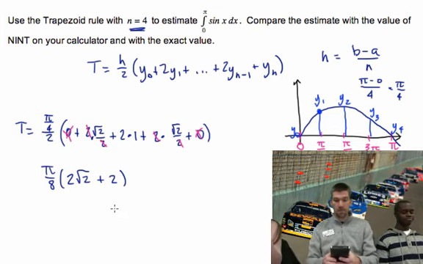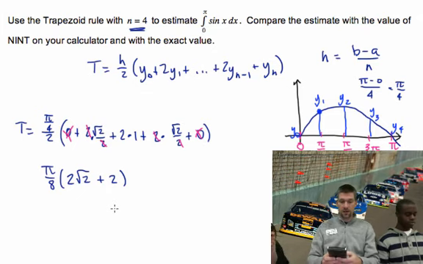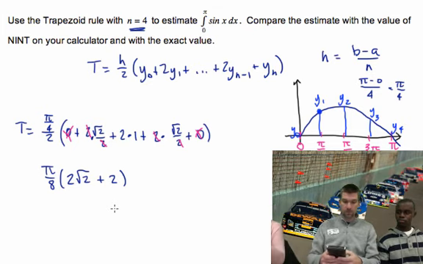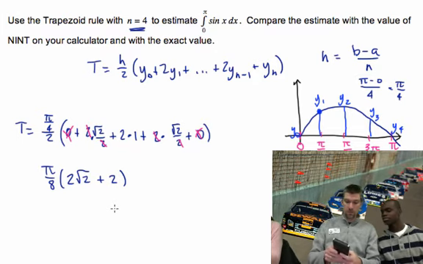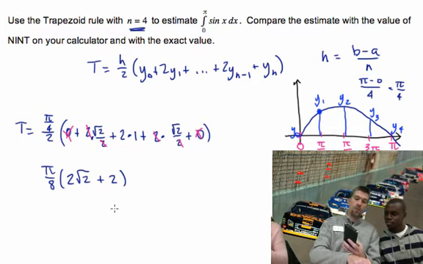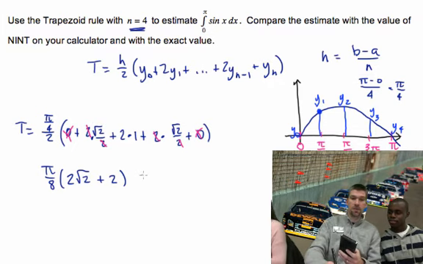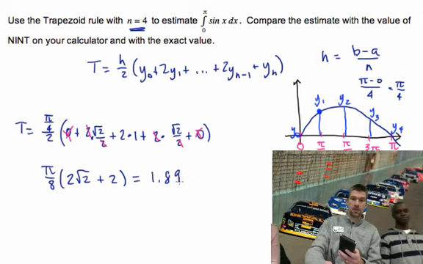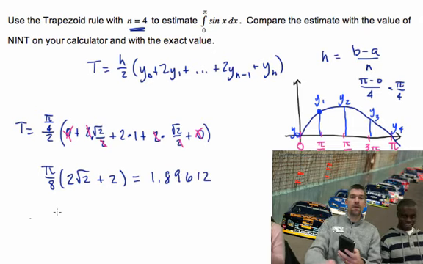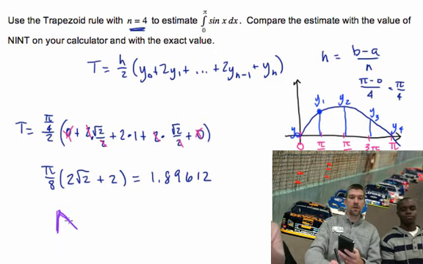So when I punch that in on a calculator, pi divided by 8, and then times 2 square roots of 2 plus 1, I get 1.89612. Good job, Jordan. Now, your job is to, on your calculator, nint this guy out.